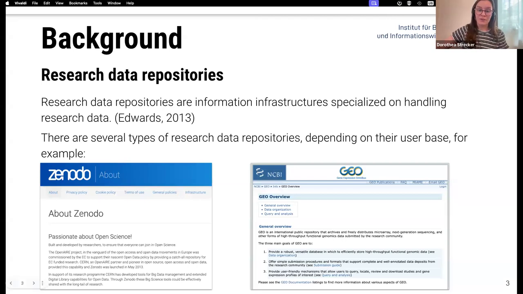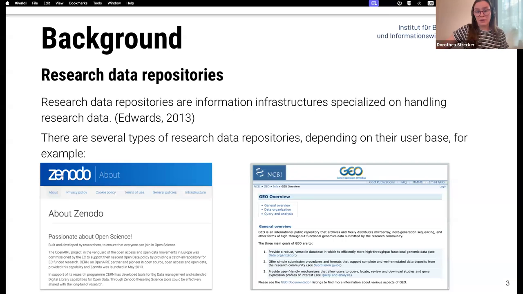I first want to start by giving some background information on infrastructures and infrastructure maintenance in the context of research data. In a nutshell, research data repositories are information infrastructures that are specialized on handling research data. There are several types of repositories, and they have different characteristics depending on their user base. Some repositories you might be familiar with are Zenodo, which is a very large repository operated by CERN in Switzerland. And this repository is free to use by anyone.